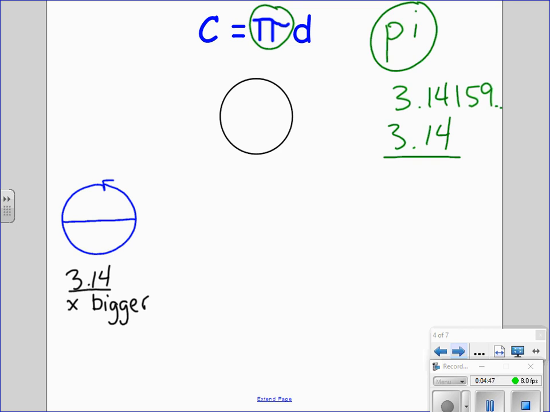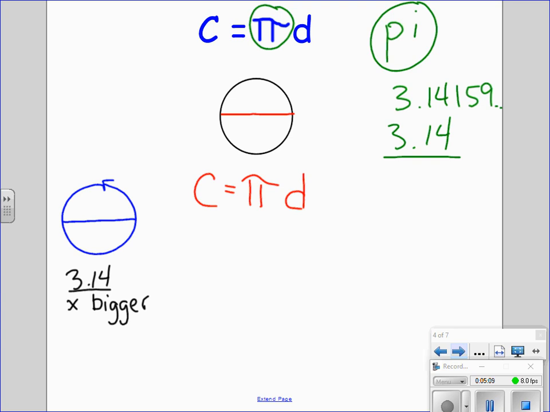So let's put this formula to use. Circumference of the circle is pi times whatever the diameter is. So if the diameter is given to you, you can just simply multiply it by 3.14, and that will tell you the distance around the outside.